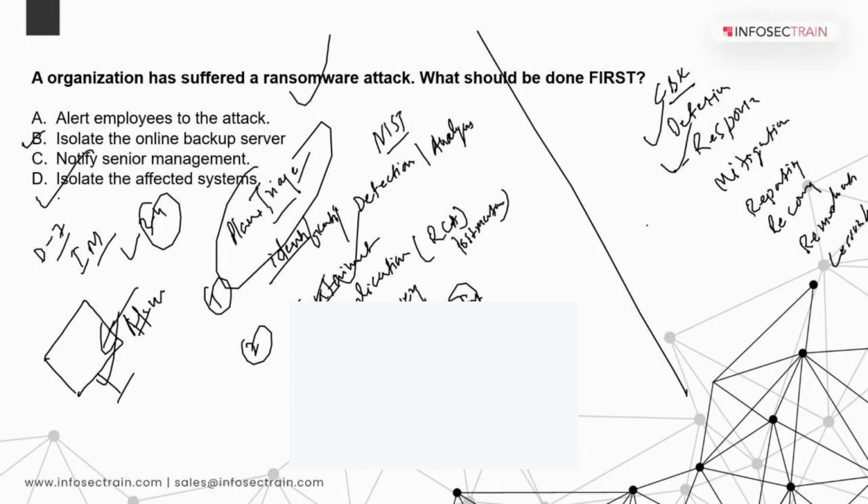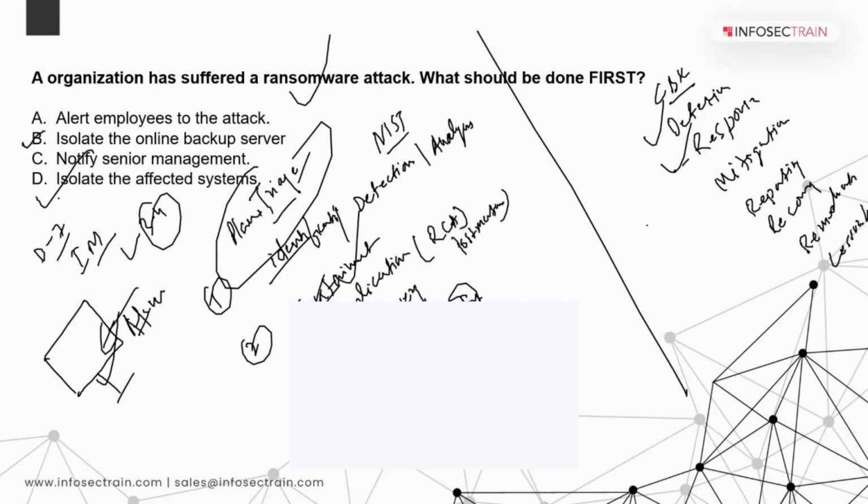Okay, so first you have to isolate, and after that you can go backup. Okay, always remember this point. They will try to play with words. So what I'm trying to say is that always read the question 2 times, 3 times, and relate it with the options. Please don't jump. First you're trying to isolate, and after that you have to validate.